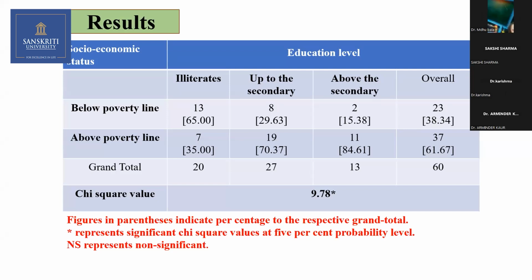You can just see here, more of the illiterates belong to below poverty line. The illiterates cannot afford, and they are illiterates. Below poverty line people are illiterates, whereas above poverty line people are above the secondary level of education, at least they have in the villages. 84.61% of the people have gone to schools.